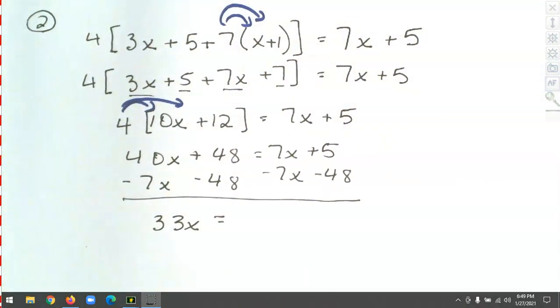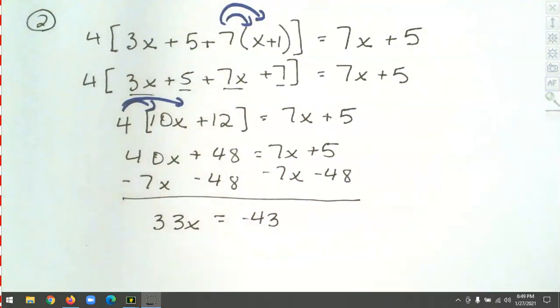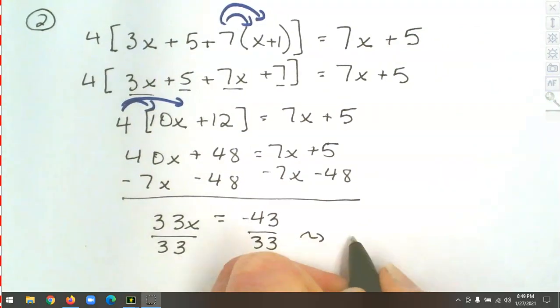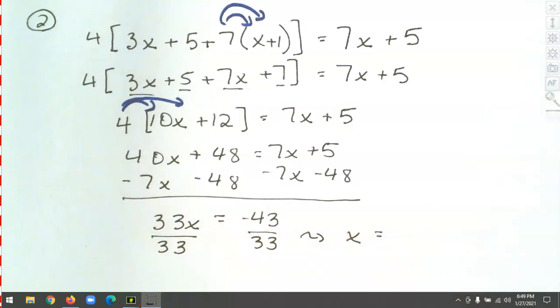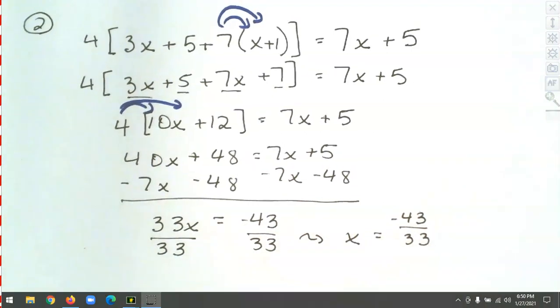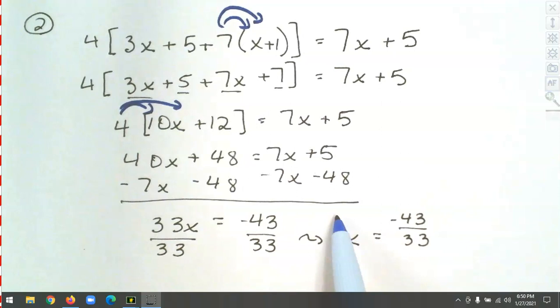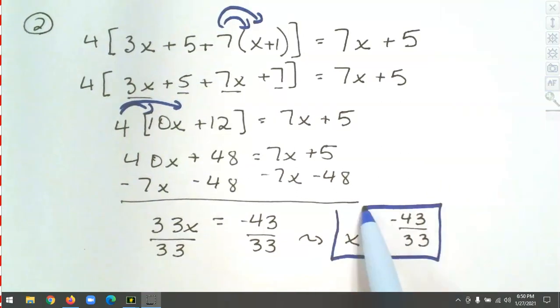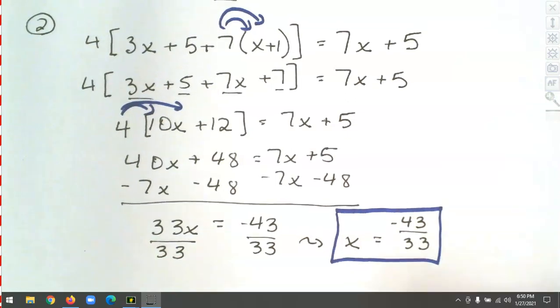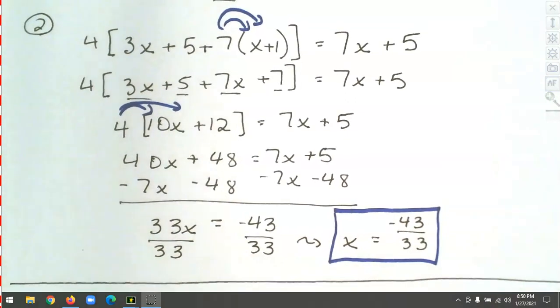On the right-hand side, we have, looks like a negative 43. We'll divide by our 33. And that leaves us with our final answer of x equaling then a minus 43 over 33. Everyone all right with that so far? And we're not going to break it down into decimal. We're going to leave it as a fraction. So don't break that down. Just leave it as it is. Okay. So that was question 2.